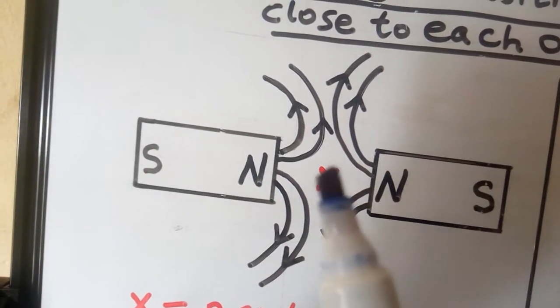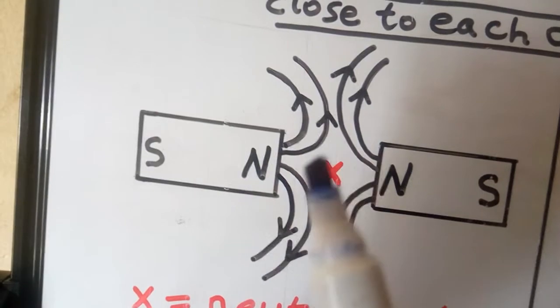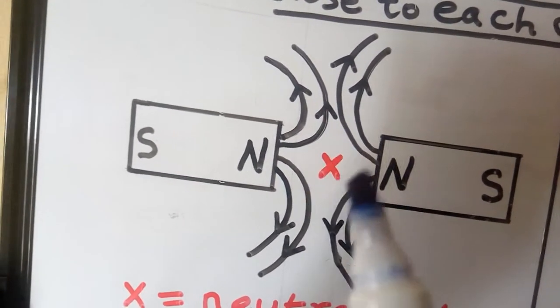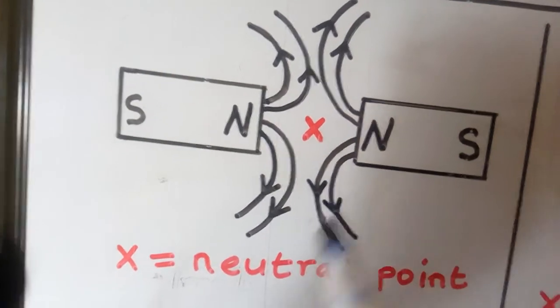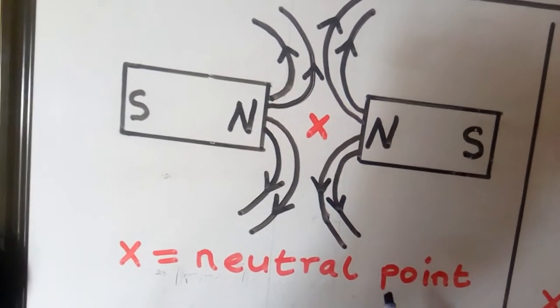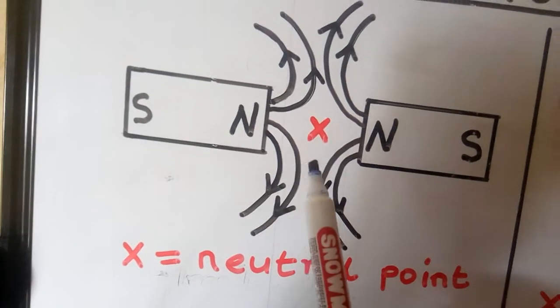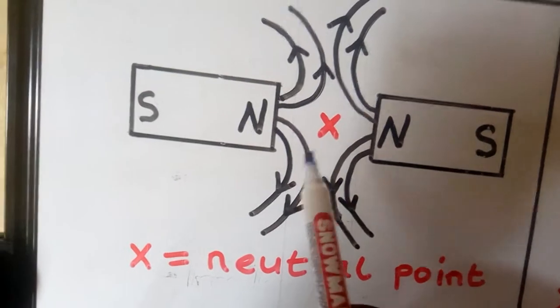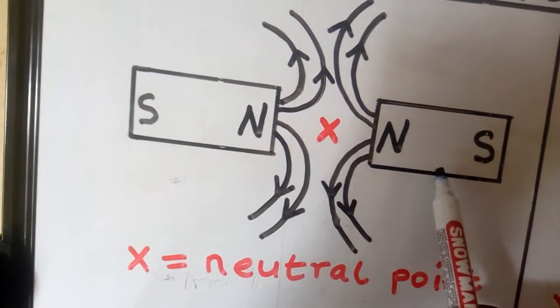So there is going to be an area here where the magnetic field lines will not pass, and we are representing that area by letter X, and we are saying that X means a neutral point. Neutral because no field line passes there. So this is north and north brought near each other.